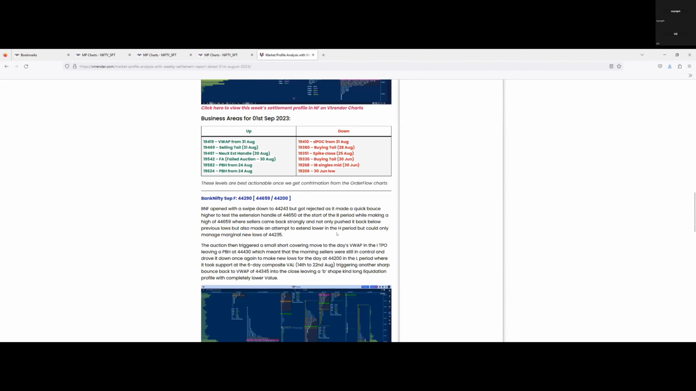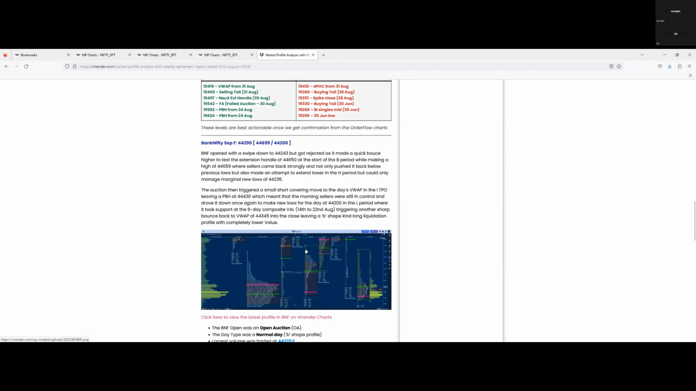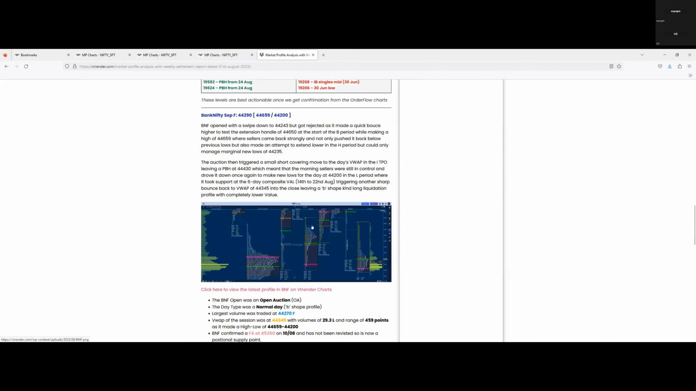Similarly, we have these business areas which are given each day, both on the upside and downside. So these are levels which market profile gives us, and we watch order flow. That is the best. These levels are best actionable when you can combine them with the order flow signals. Only then will we have a better chance of it being a trade in your favor.